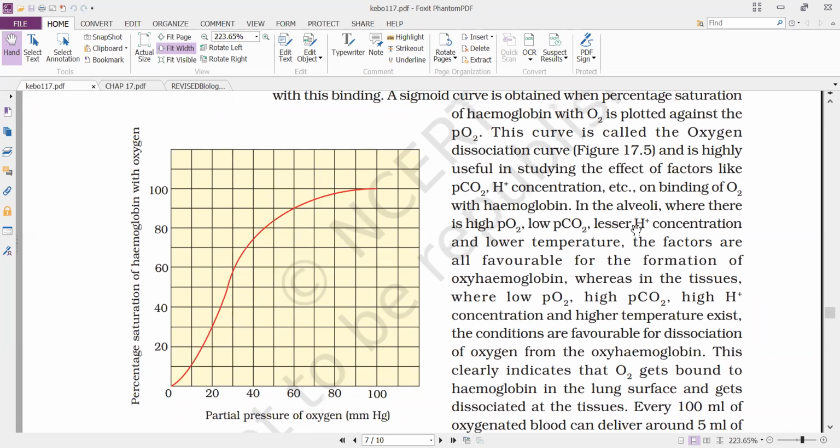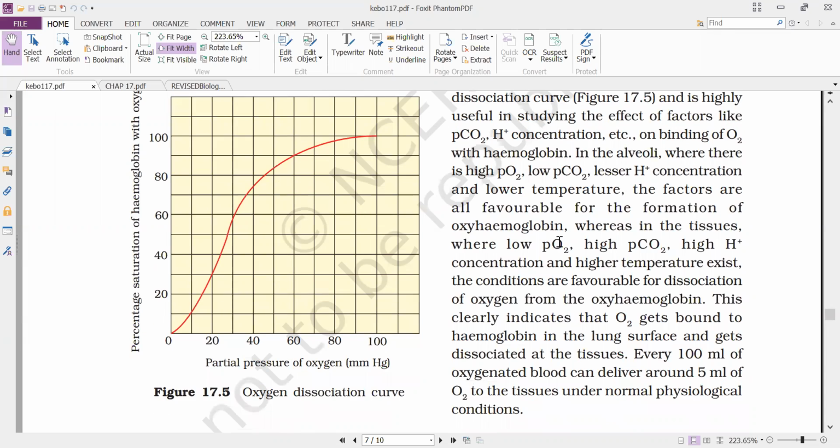That's the reason. In the alveoli, where there is a high partial pressure of oxygen, low partial pressure of carbon dioxide, a lesser H plus concentration and lower temperature, the factors are all favoring the formation of oxyhemoglobin. Whereas in the tissues, where low partial pressure of oxygen, high partial pressure of carbon dioxide, high H plus ion concentration and high temperature exist, the conditions are favorable for dissociation of oxygen from the oxyhemoglobin.